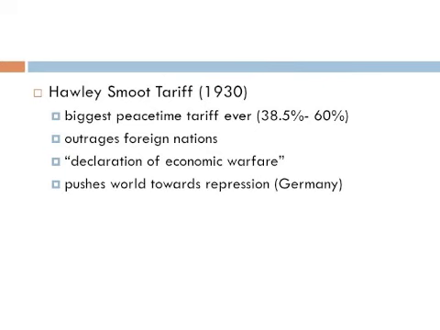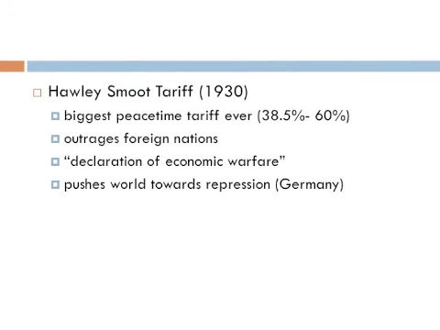Another tariff that comes on board during this time is the Hawley-Smoot Tariff of 1930, which was the biggest peacetime tariff ever instituted by the United States. It took tariffs on imported goods from 38.5% to 60%.